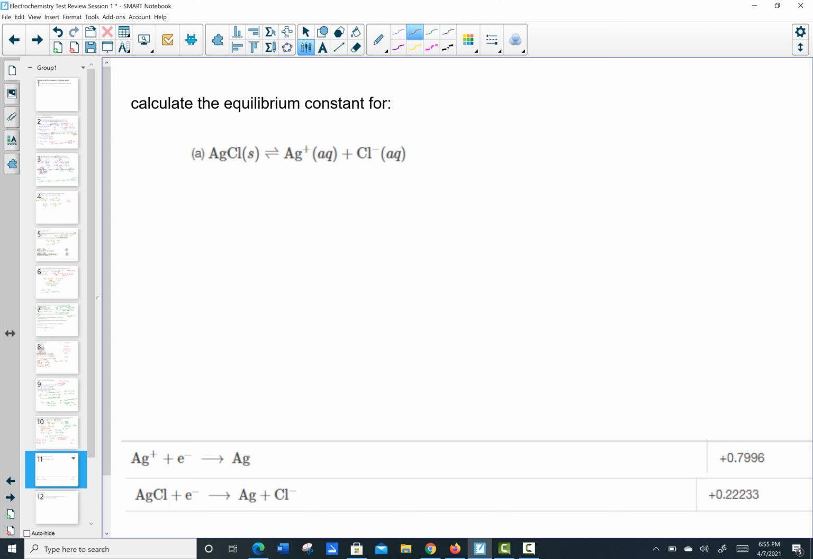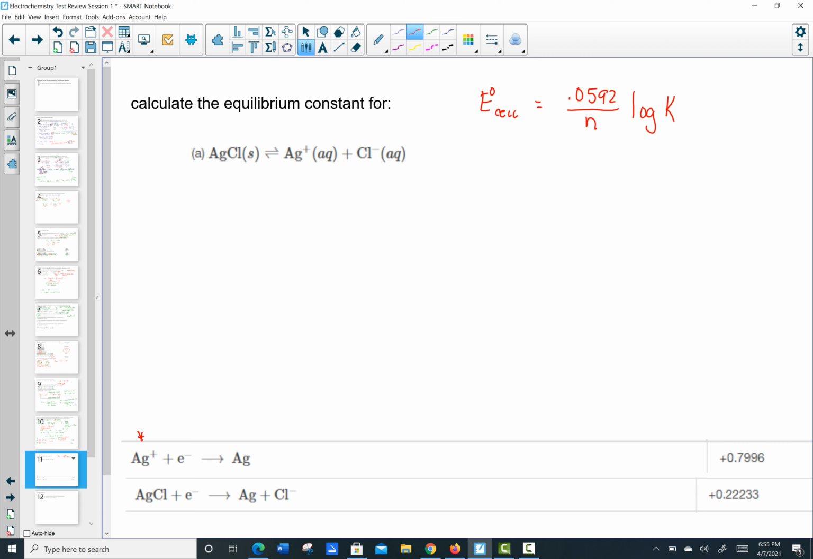Calculate the equilibrium constant for the following reaction: AgCl as a solid, forming Ag+ and Cl-. Well, I know the relationship between E cell and the equilibrium constant is given as 0.0592 over n, the number of moles of electrons, times log of the equilibrium constant.